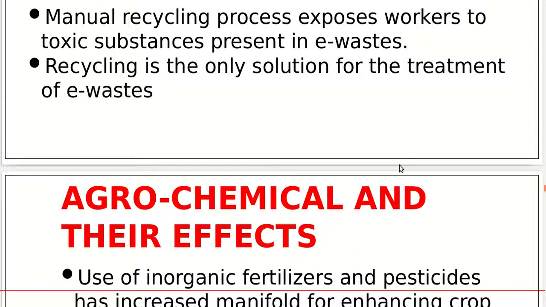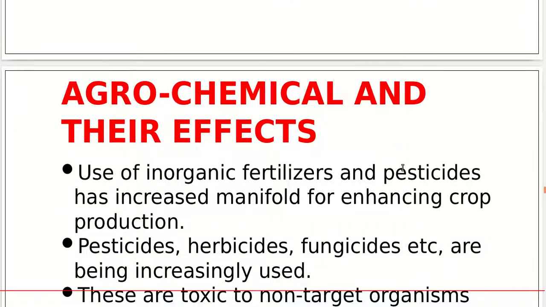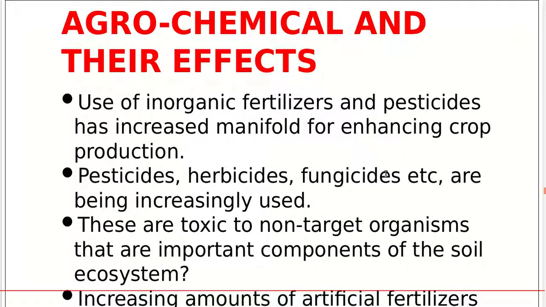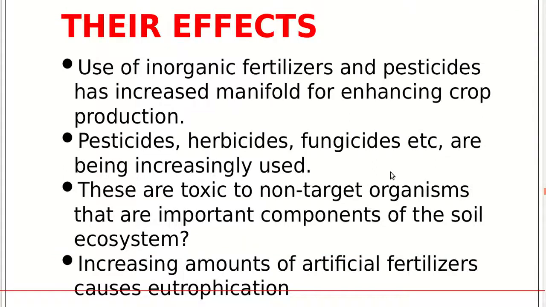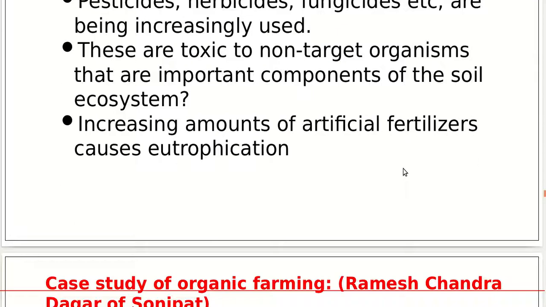The agrochemicals and their effects. The use of inorganic fertilizers and pesticides has increased to enhance crop production. Pesticides, herbicides, fungicides, etc. are being increasingly used. These are toxic to non-target organisms that are important components of the soil ecosystem. Increasing amounts of artificial fertilizers cause eutrophication.